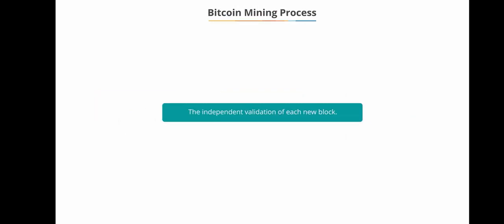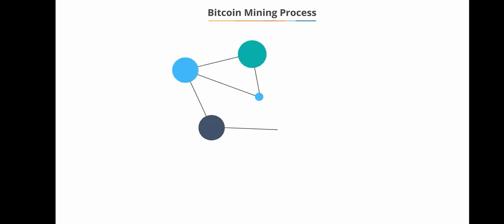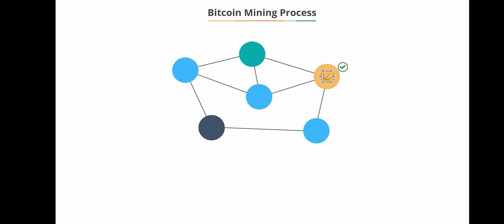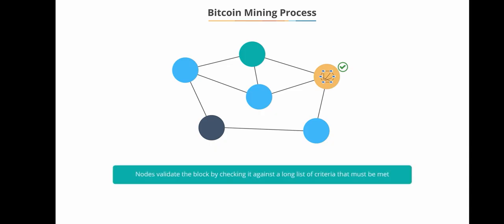Bitcoin mining process. Independent confirmation of new blocks by each node. In Bitcoin's consensus mechanism, each new block is validated independently by every node on the network, which ensures that only valid blocks are propagated on the network. Nodes validate the block by checking it against a long list of criteria that must be met.